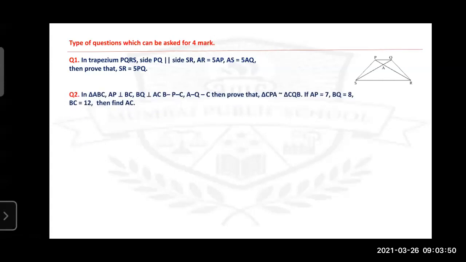And the question which can be asked for 4 marks, trapezium type questions. This one is a very important question. Most of the time this question can be asked. PQ parallel to SR and AR is equal to 5 times AP, so you have to show that SR is equal to 5 times PQ. Okay. And the second question, again, this type of question can be asked for 4 marks.